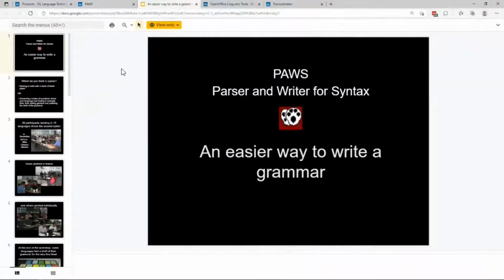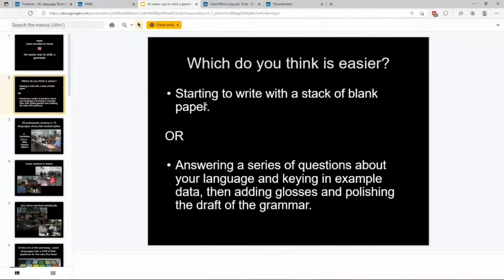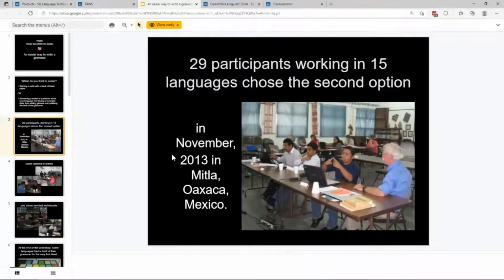PAWS is a parser and writer for syntax, an easier way to write a grammar. Which do you think is easier, starting to write with a stack of blank paper or answering a series of questions? Some people might think a blank piece of paper is awesome. I needed to be prompted and guided. In their example, they had a grammar workshop where it wasn't just a few linguists sitting down and hashing it out. It was a workshop where they went through the stages.